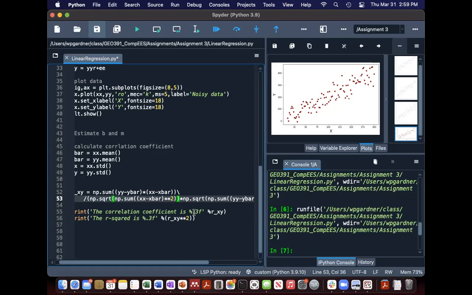All right, so this says print. What this says is print RXY as a 3 decimal float right here. Or actually it's going to print RXY squared. Here it's going to take RXY and print it as a 3 decimal float.